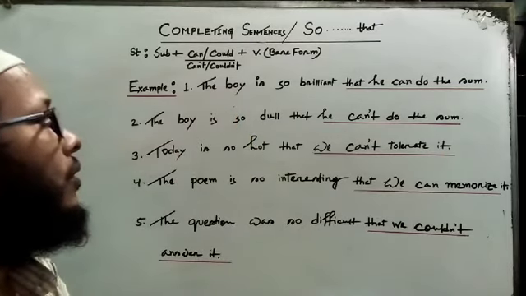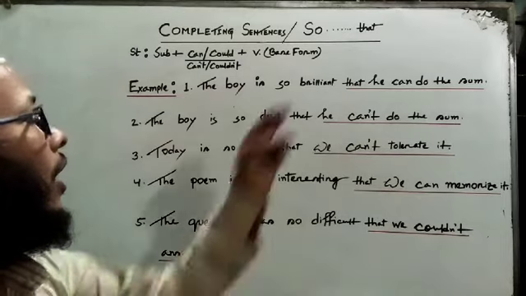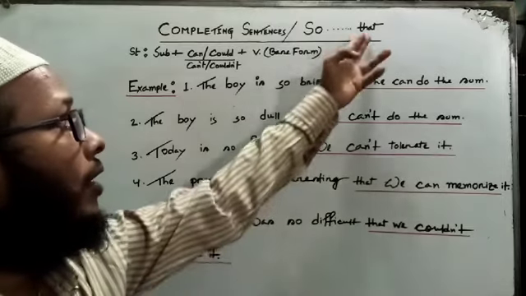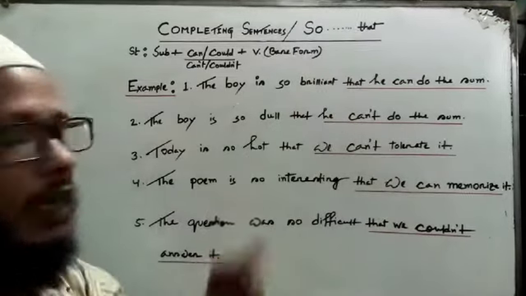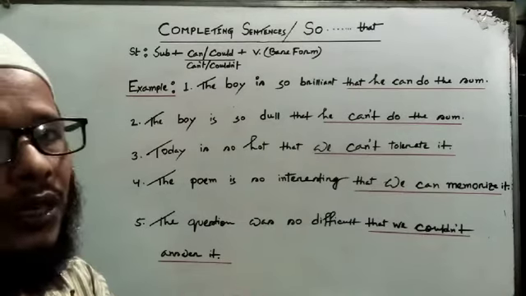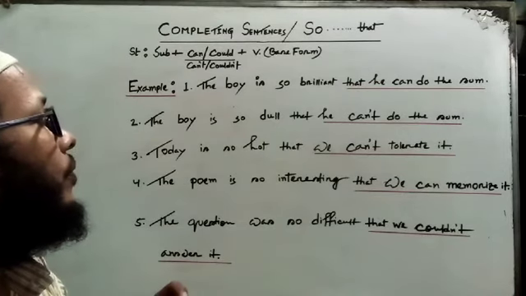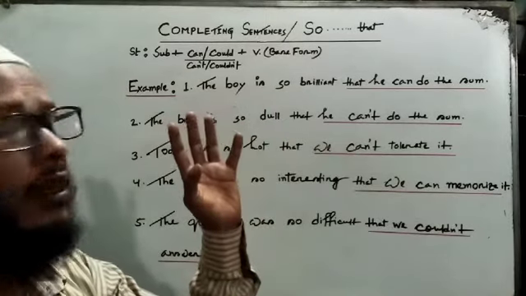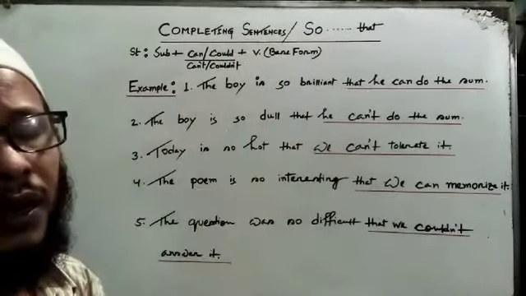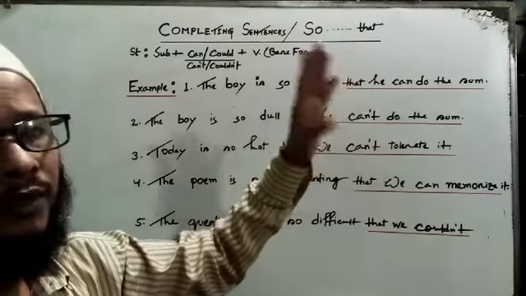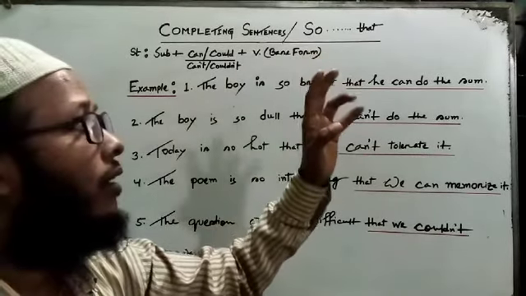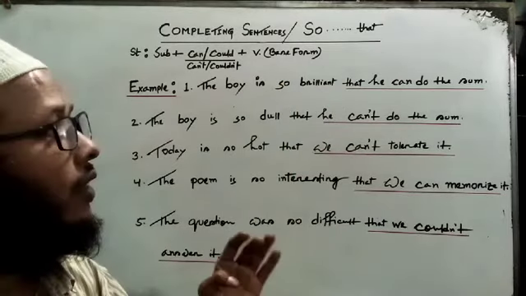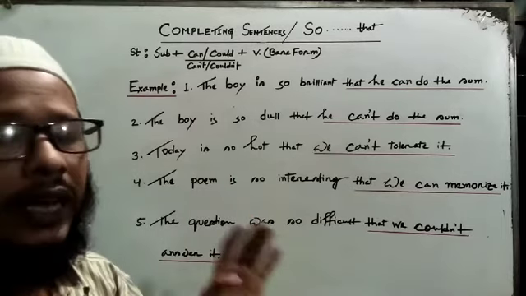The Bangla meaning of "so" is "atoi", and the Bangla meaning of "that" is "je". So dot dot that, "atoi je". You will find some words before "that" in the question part, and after "that" you have to write a clause where there is a subject, verb, etc.